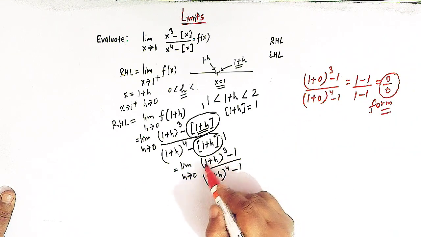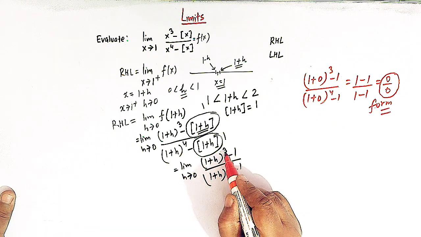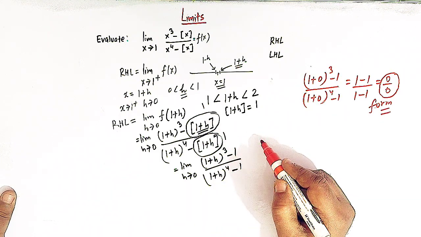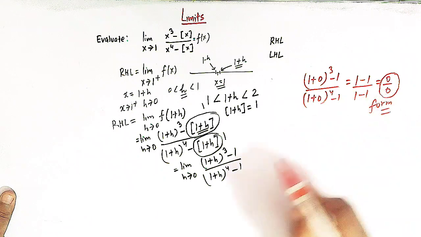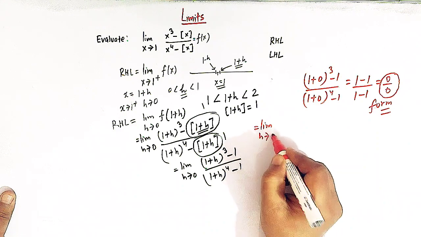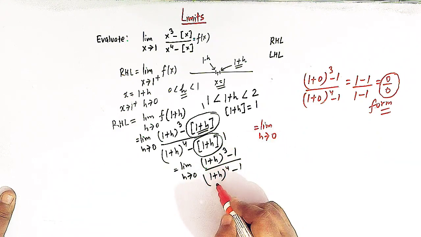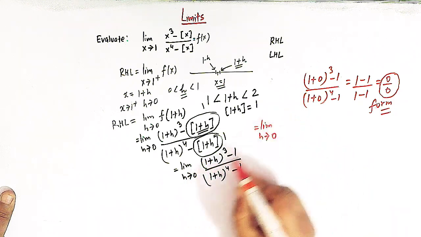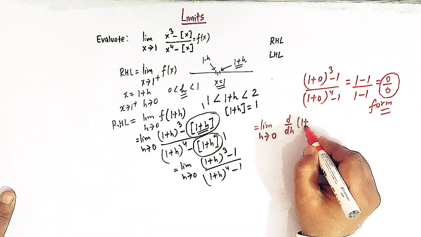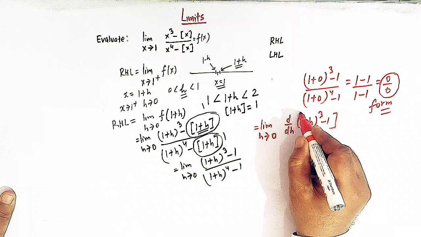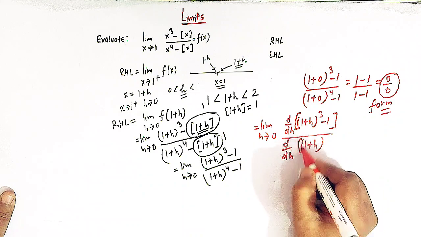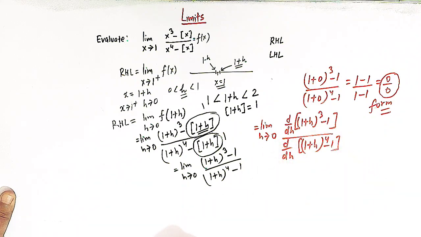We can also expand (1 + h)^3 and (1 + h)^4 by simply using the binomial theorem, but here we'll prefer to use L'Hopital's rule. So by applying L'Hopital's rule, we'll differentiate the numerator and denominator with respect to h. So we have d by dh of (1 + h)^3 − 1, and d by dh of (1 + h)^4 − 1.